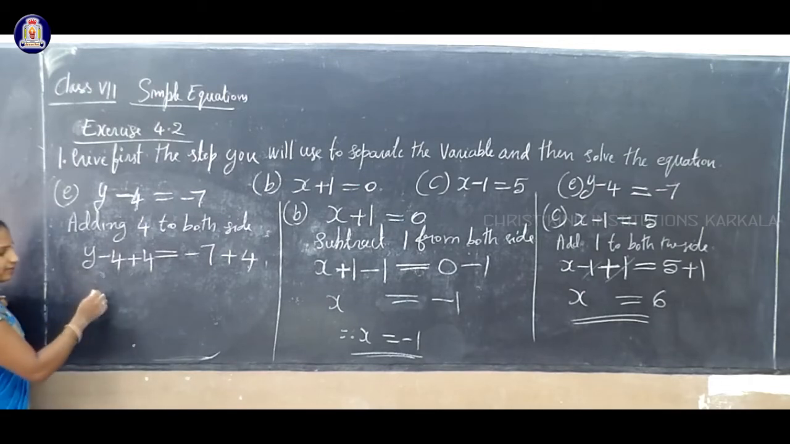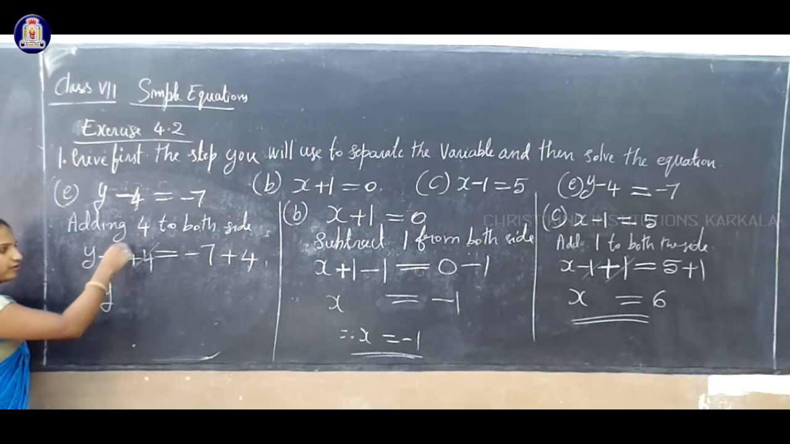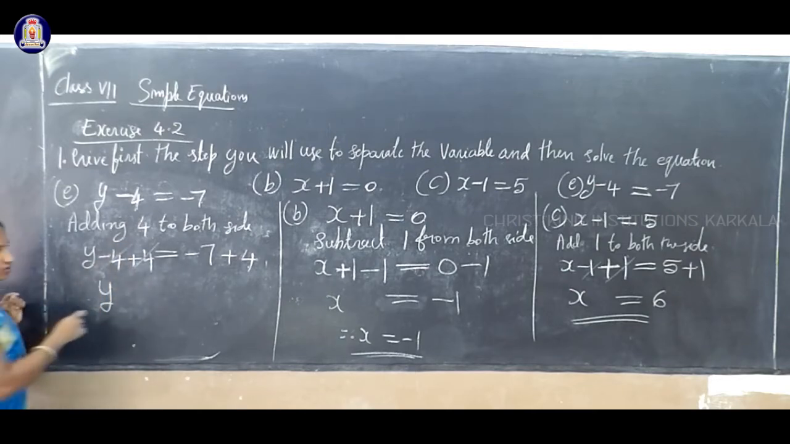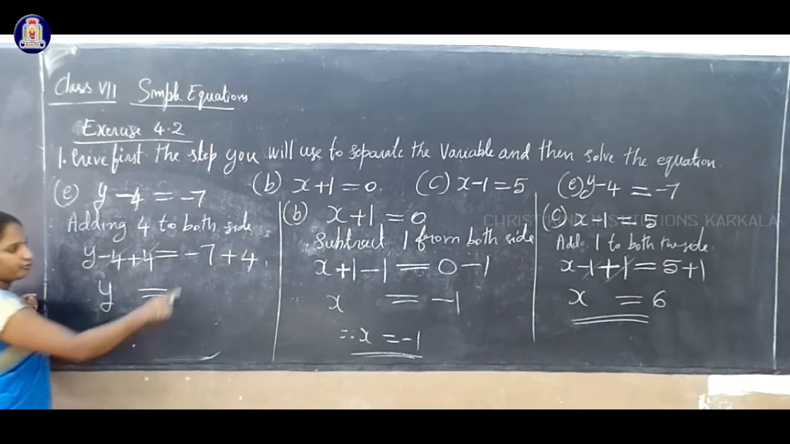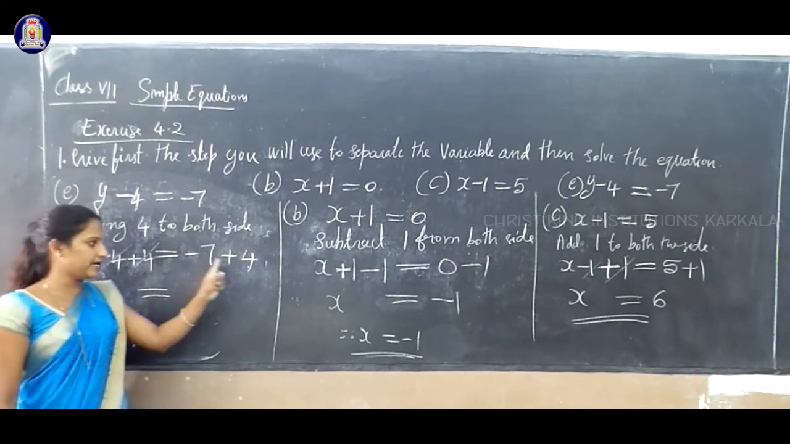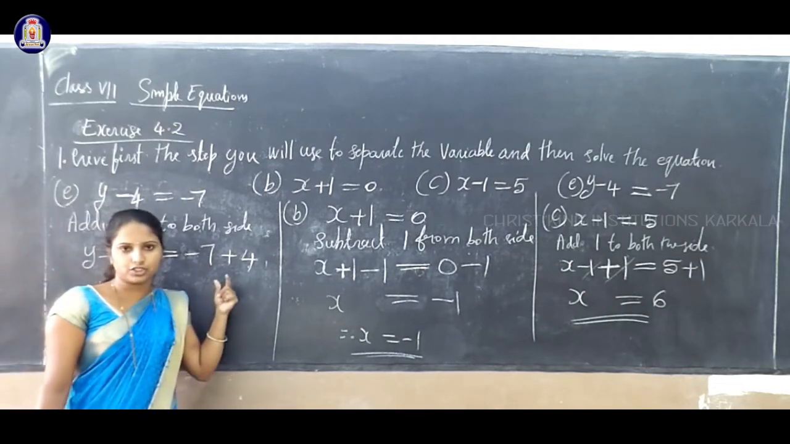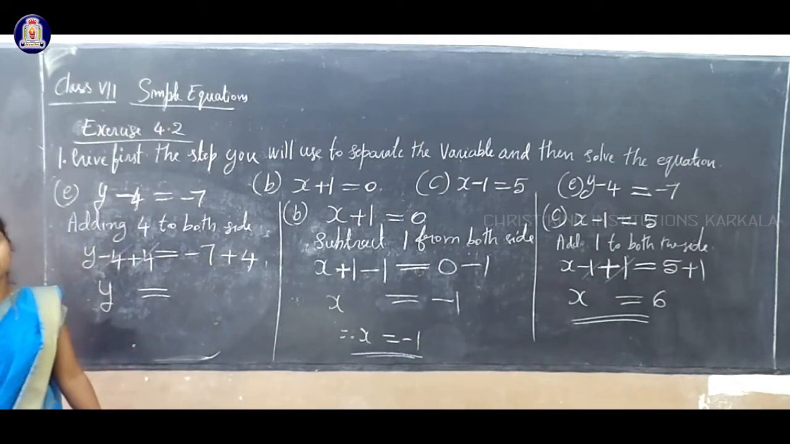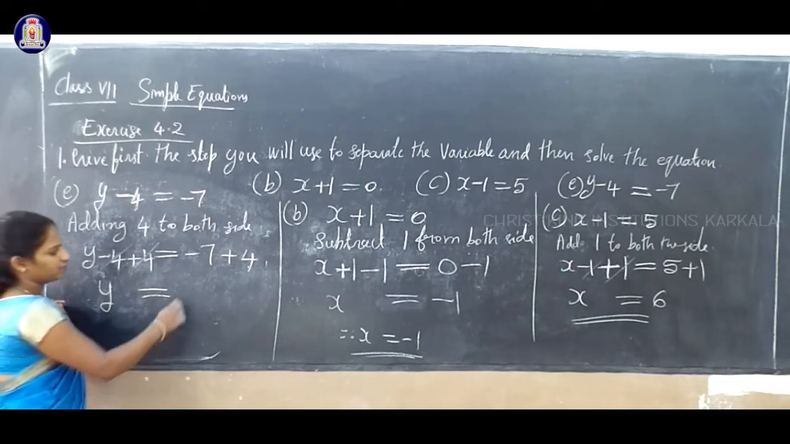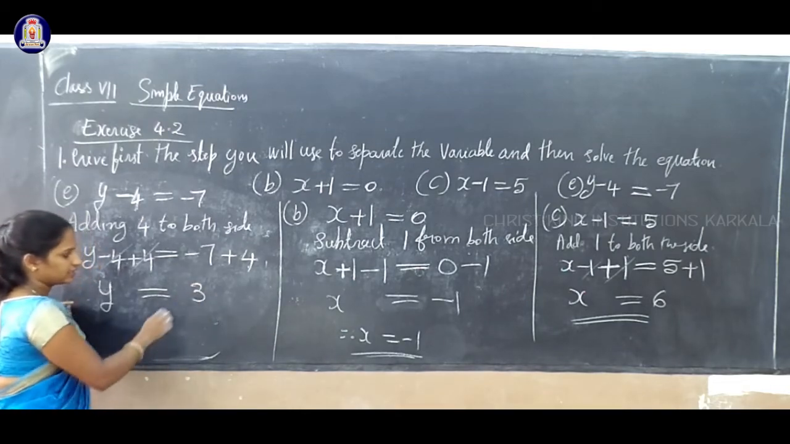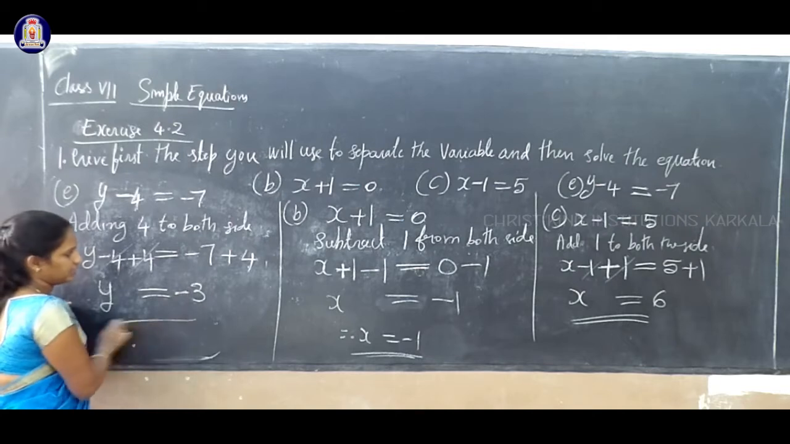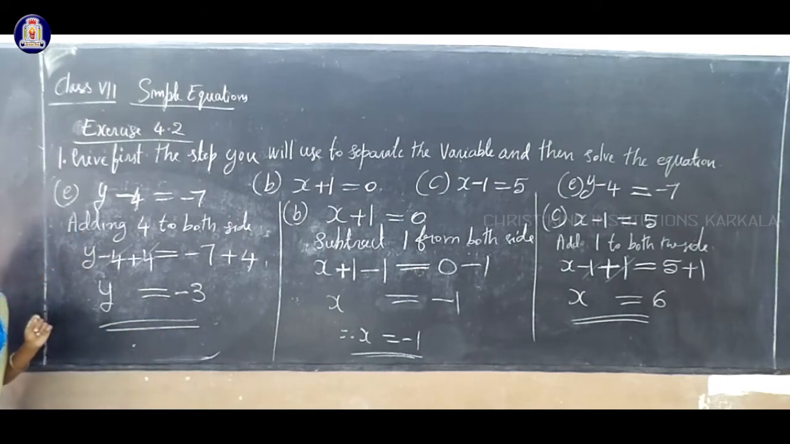Now the variable y remains as it is. Plus 4 and minus 4 will cancel. So y is equal to minus 7 plus 4. Minus 7 plus 4, different signs, correct? Minus and plus, different sign, so subtraction. 7 minus 4 is 3. Which is the greater number? 7, and that sign is minus. So the value of y is minus 3.